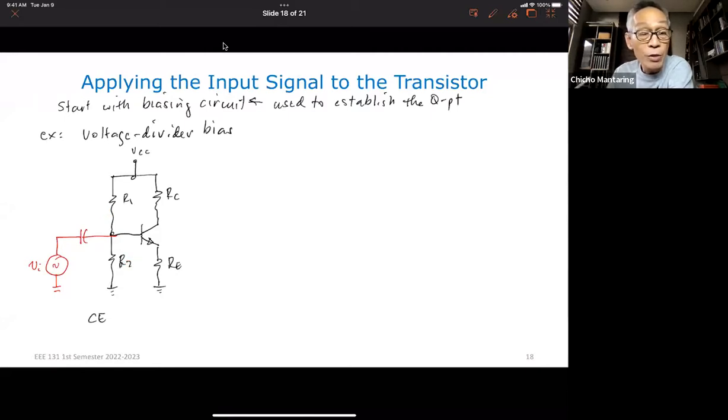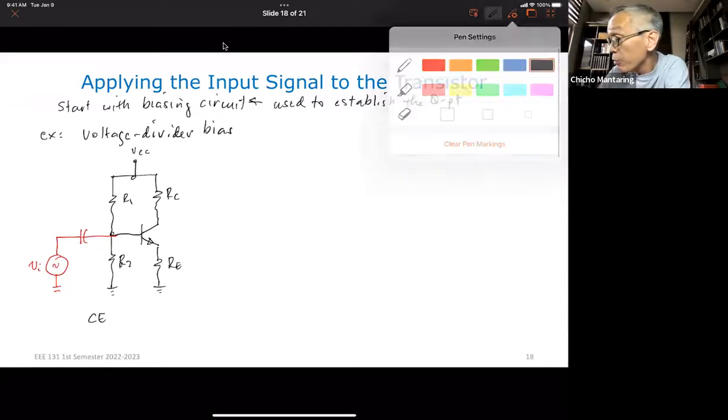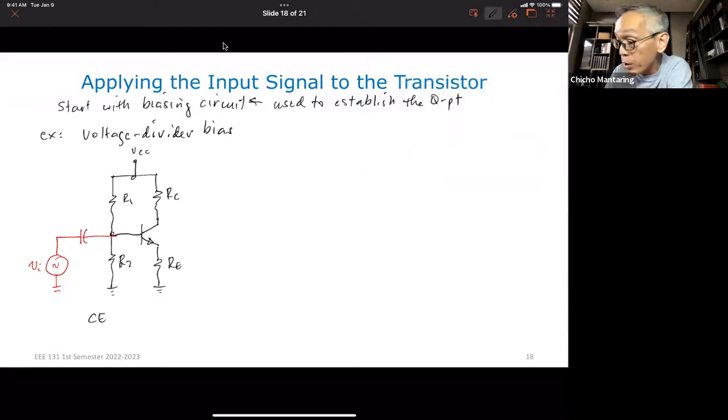Okay, so this is how you apply your input signal for your common emitter, and then where do we get the output? We get the output here. So this is now V capital OUT. So this is for your common emitter output.